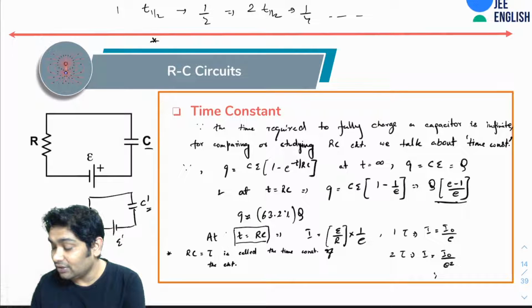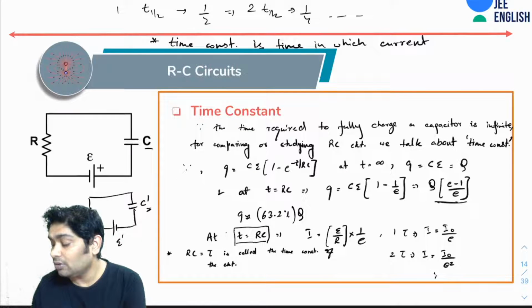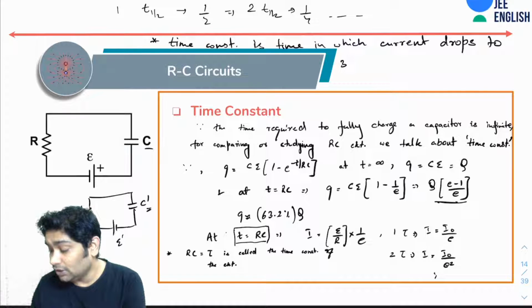So let's write here. Time constant is the time in which current drops to 36.8% of its initial value.